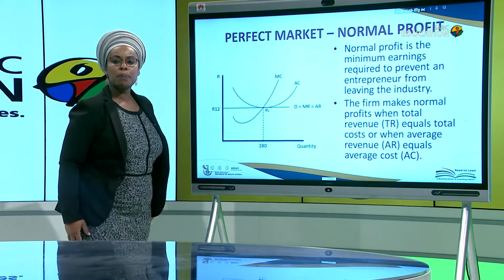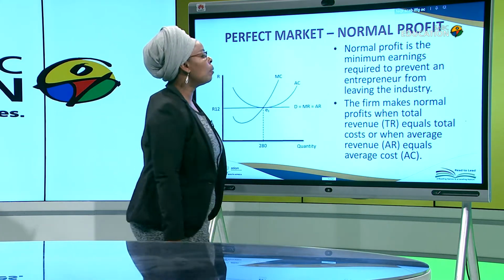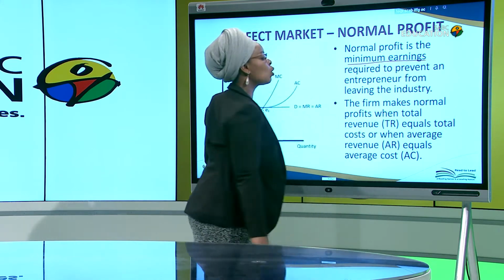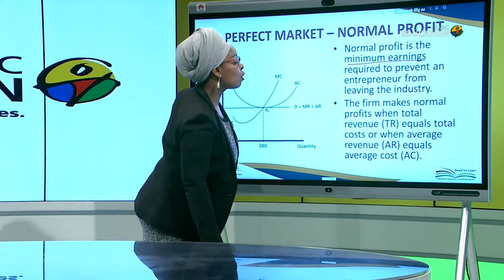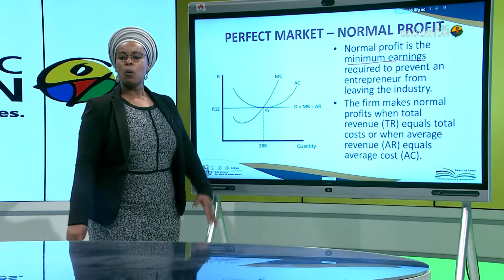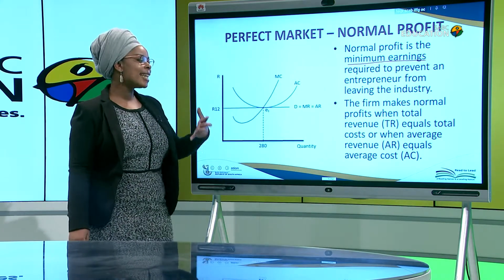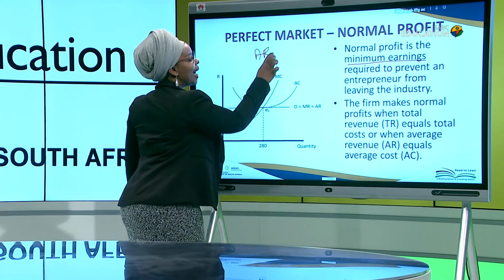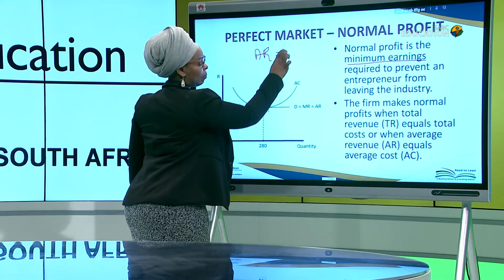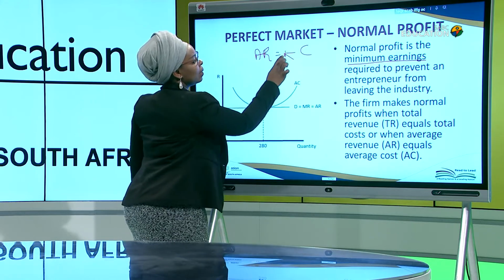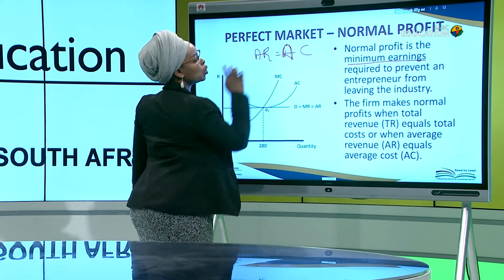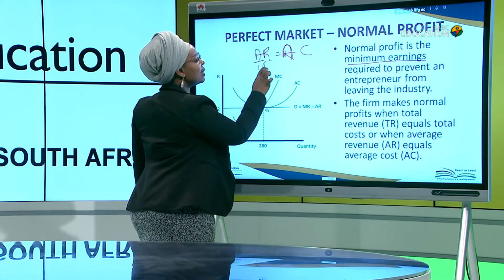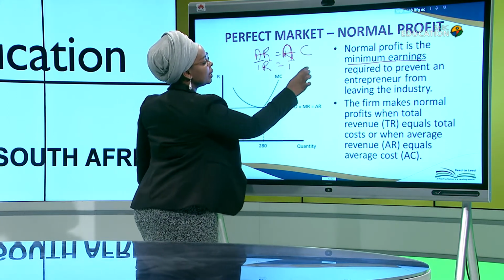Let's move to normal profit. What is normal profit? Normal profit is the minimum earnings required to prevent an entrepreneur from leaving the industry. When does it take place? It takes place when AR is equal to AC. One can also say that it takes place when TR is equal to TC.